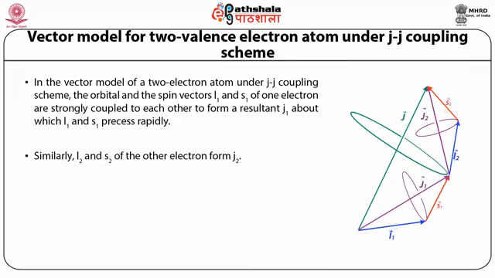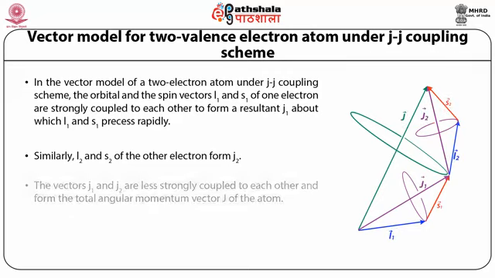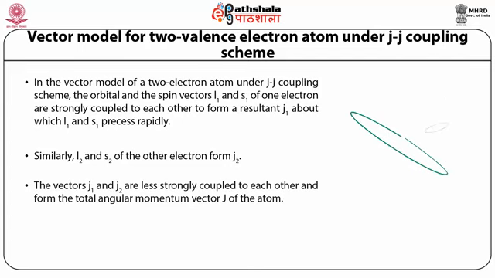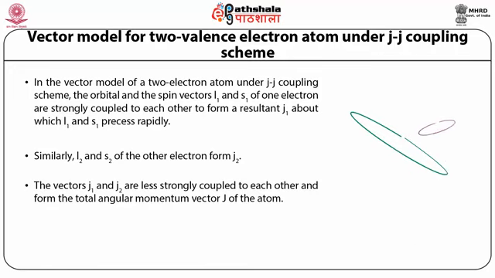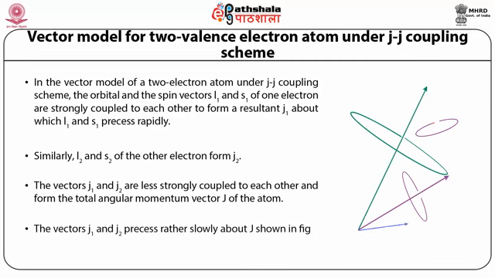Similarly, L2 and S2 of the other electron form J2. Now the vectors J1 and J2 are less strongly coupled to each other. The figure clearly shows that they are quite less strongly coupled and form the total angular momentum J of the atom. The vectors J1 and J2 precess rather slowly about J, again shown in the figure.